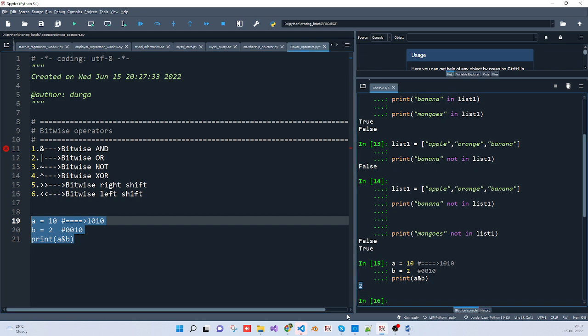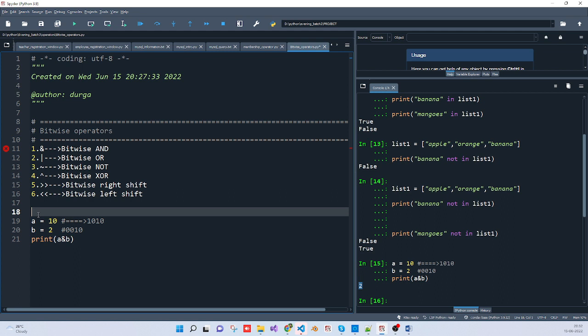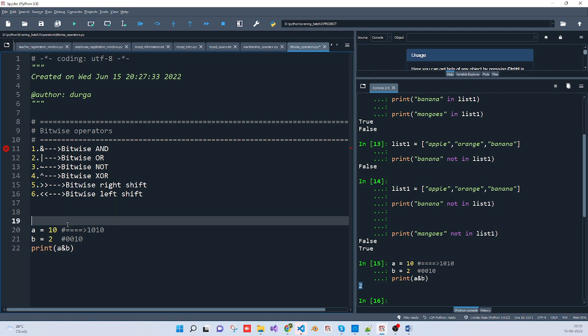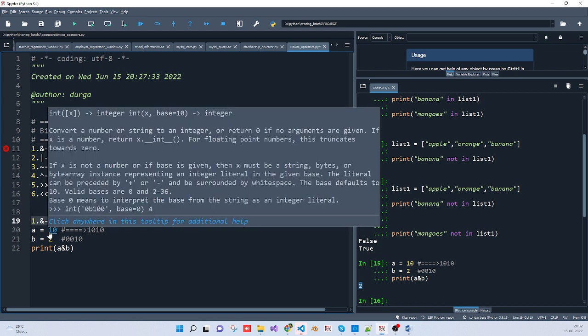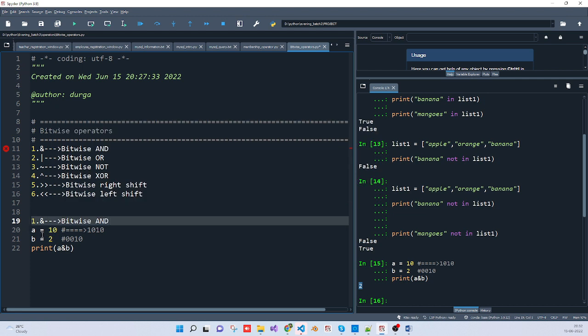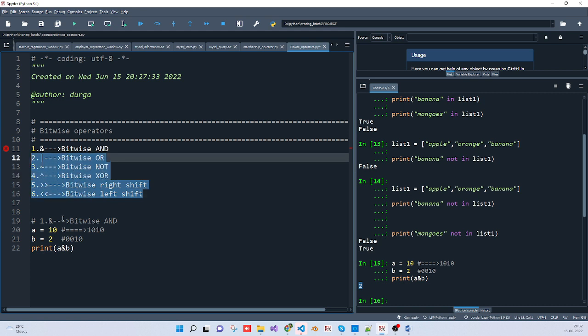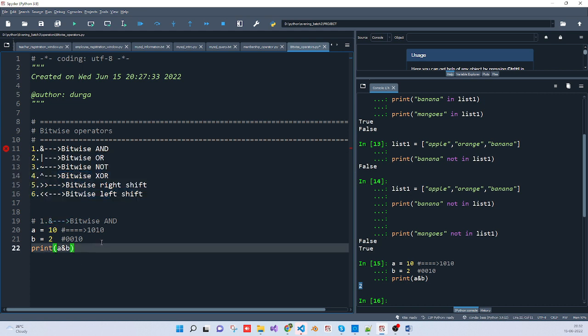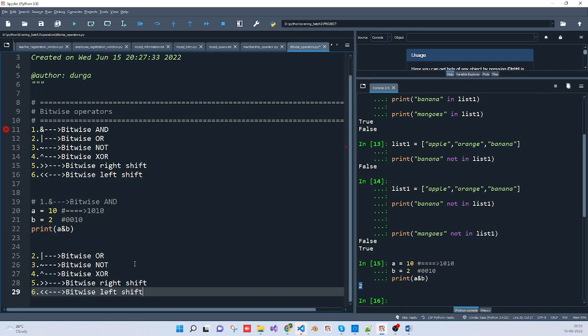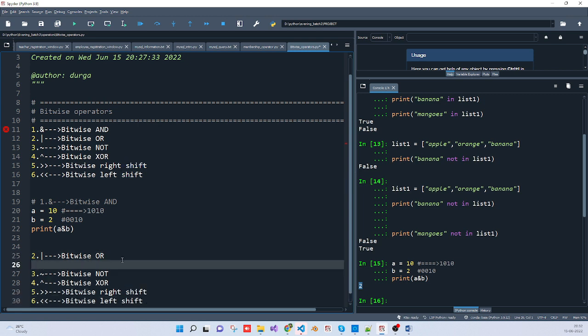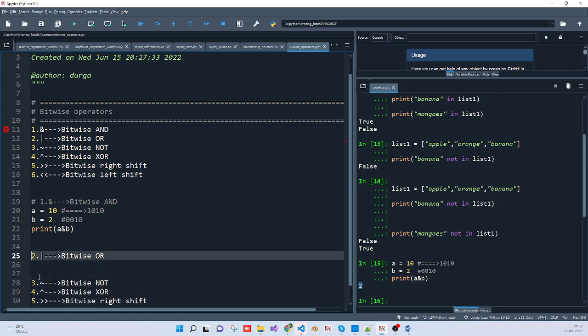Got it, guys? Anyone having any doubt? Otherwise, I will paste this one here. Control C, Control V. Anyone having any doubt with the AND operation? No. Now we are going with the OR operation.